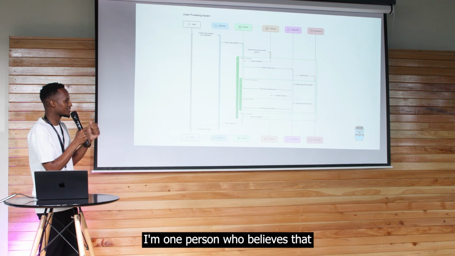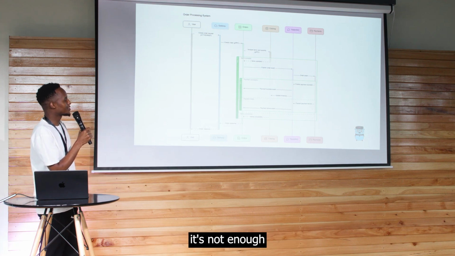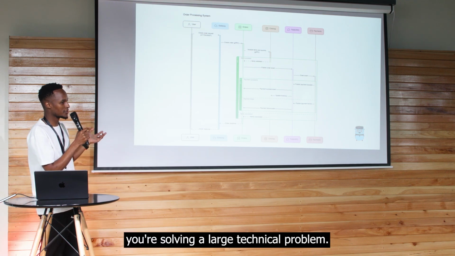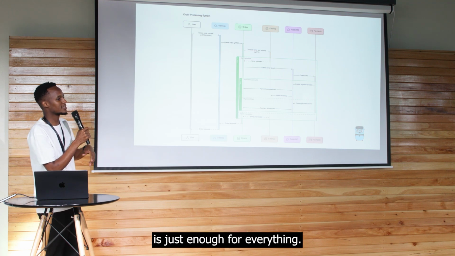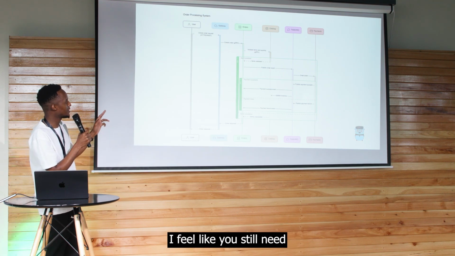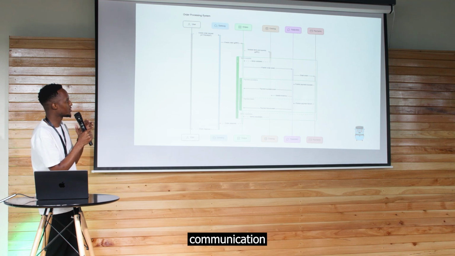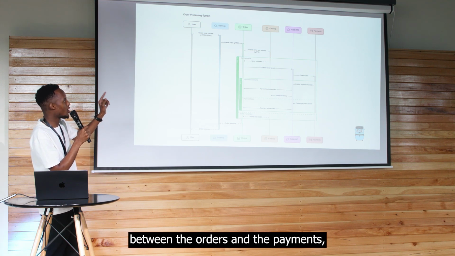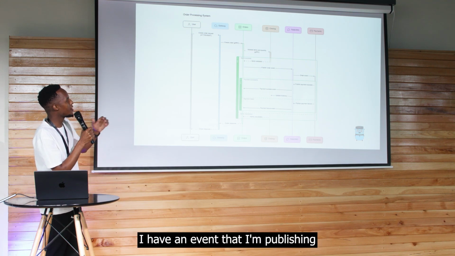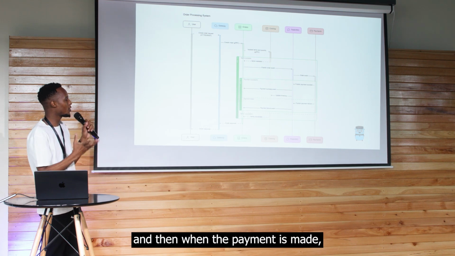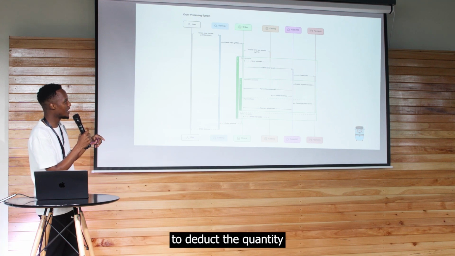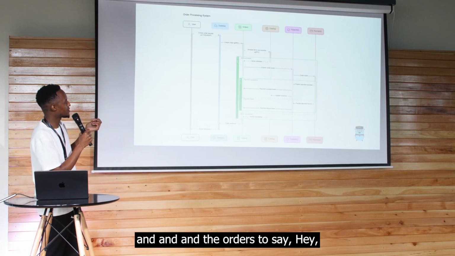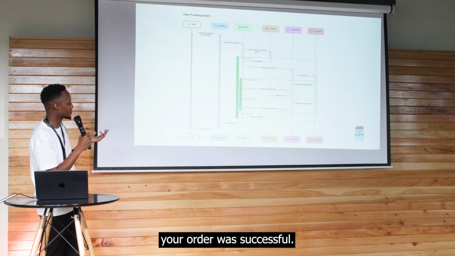I'm one person who believes that if you're solving a large technical problem, I don't think that synchronous communication is enough for everything. I feel like you still need some asynchronous communication. And as you can see between the orders and the payments, I have an event that I'm publishing, and then when the payment is made, I'm fanning it out to the catalog to deduct the quantity and to the orders to say, hey, your order was successful.